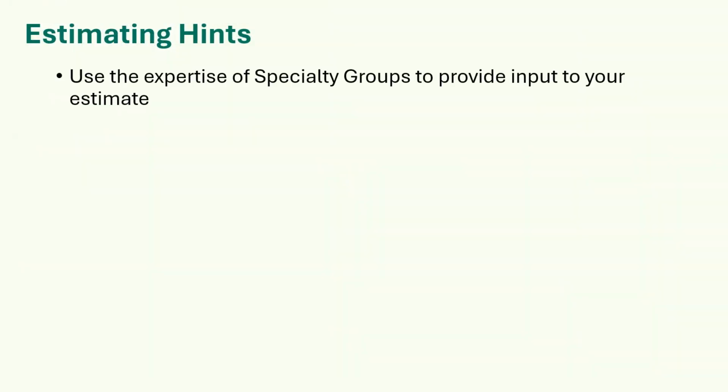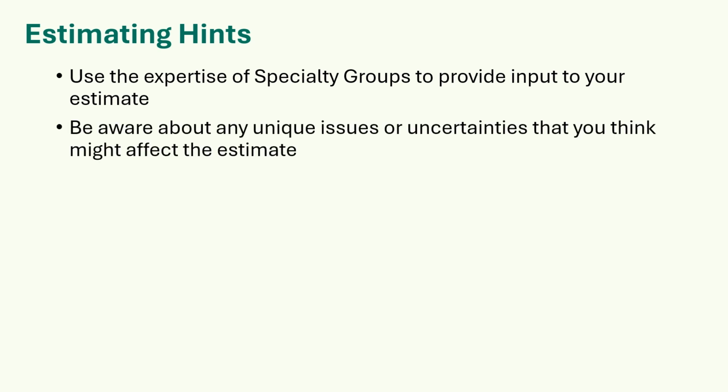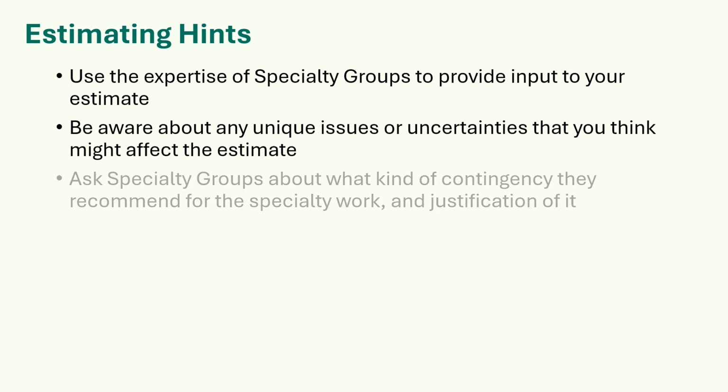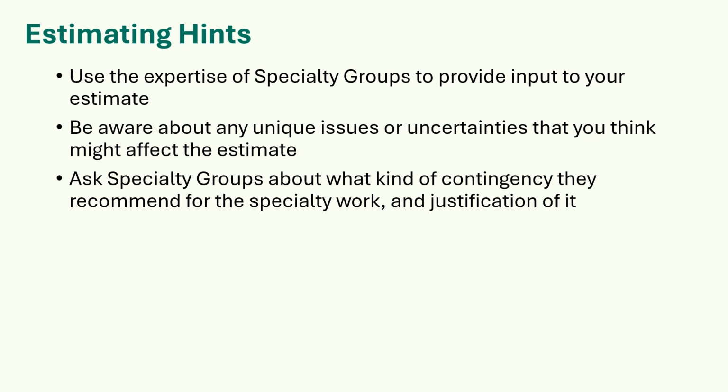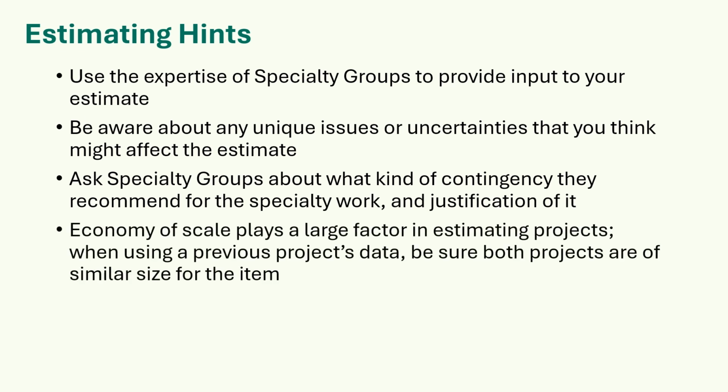Estimating hints. Use the expertise of specialty groups to provide input to your estimate, which can greatly increase its accuracy. Be aware and inform others who are assisting in the cost estimate about any unique issues or uncertainties that you think might affect it. Ask specialty groups about what kind of contingency they recommend for the specialty work and justification of it. Economy of scale plays a large factor in estimating projects.